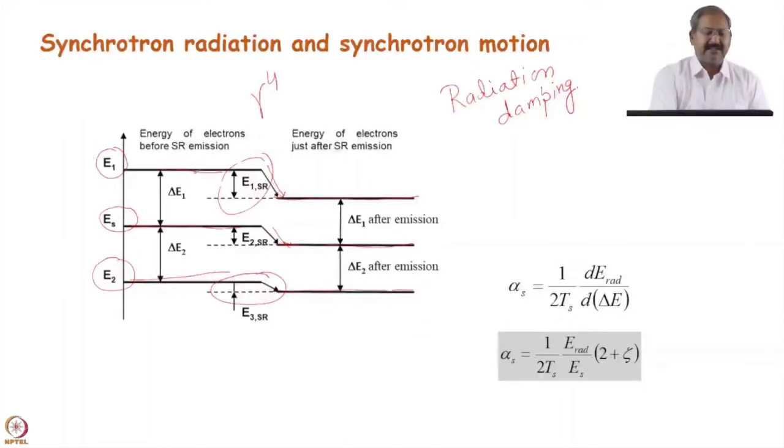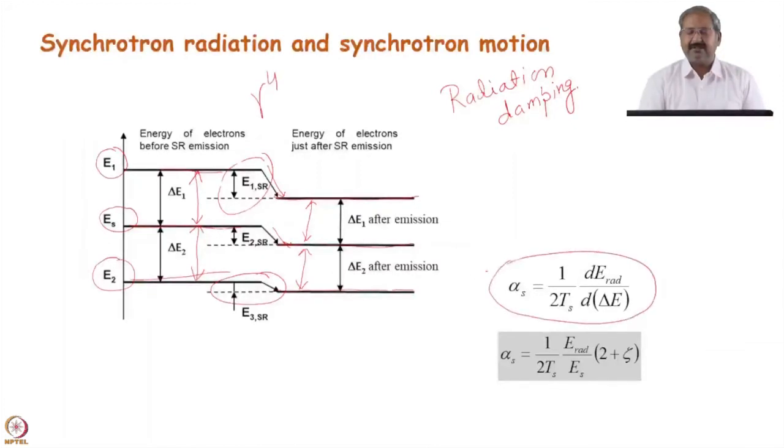So now you can see that the gap in energy between the higher momentum particle and the synchronous particle has been reduced after emission of the photon. Similarly, the gap between the energy of the lower momentum particle and the synchronous particle has been reduced after emission of the synchrotron radiation. Means the energy deviation between the particles has been reduced due to emission of synchrotron radiation. And if energy deviation is reduced, the amplitude of the synchrotron oscillation has been reduced. So synchrotron oscillations also damp out due to synchrotron radiation, and this is the damping coefficient of the synchrotron oscillation.